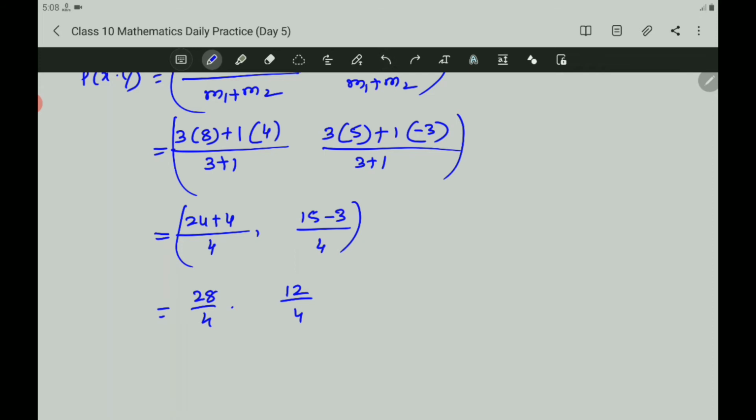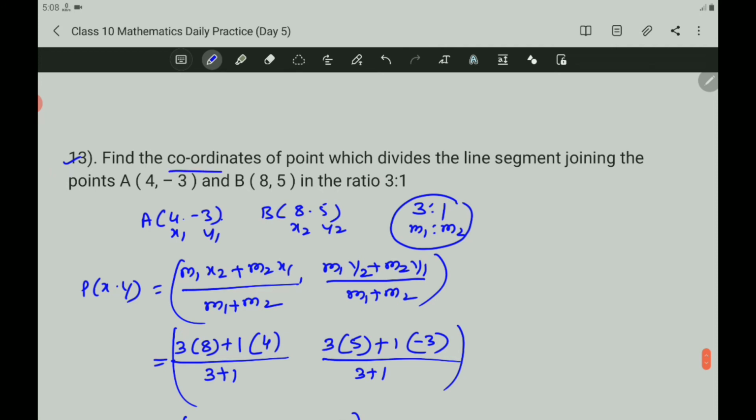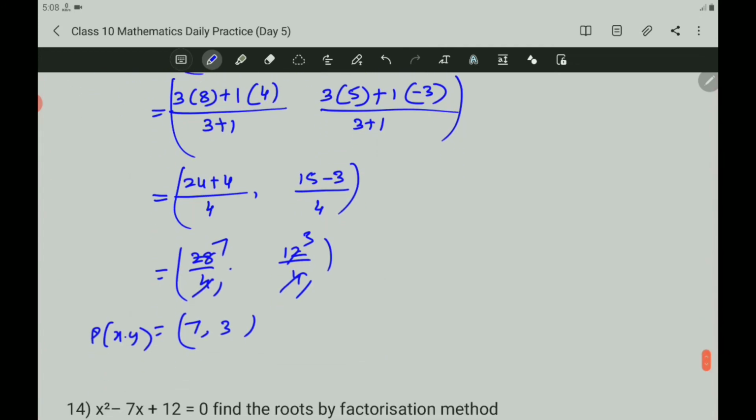24 plus 4 is 28. 15 minus 3 is 12. That equals 4 1s are 4, 7s are 7, you will get. 4 1s are 4, 3s are 3, you will get. So the point P of xy is equal to what? x equals 7 and y equals 3. So here you got the coordinates. Coordinates are 7, 3.